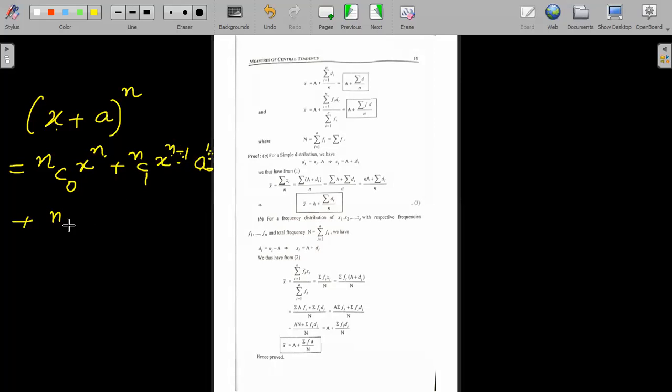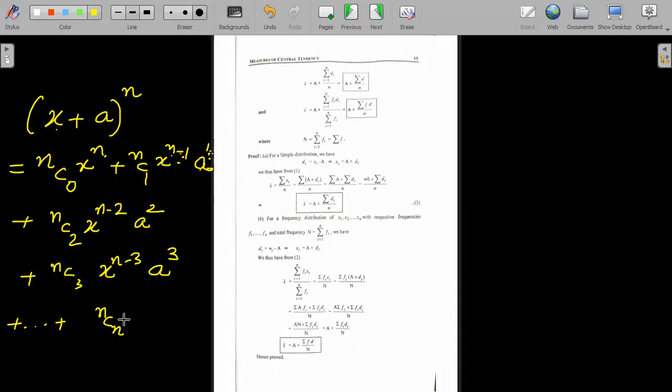So now next term will be nc2 x की पावर और कम हो जाएगी, n minus 2, a की पावर 2, again nc3 x to the power n minus 3 a to the power 3, और ऐसे ही अगर हम चलते जाएं, लास्ट में ncn x की पावर 0 हो जाएगी और a की पावर n. बेटा, क्लियर है?